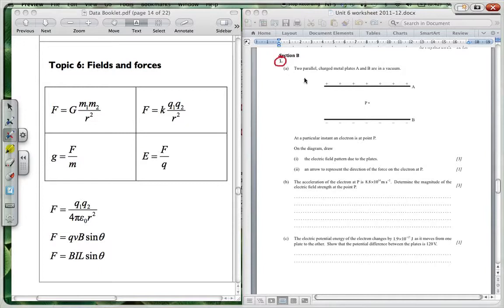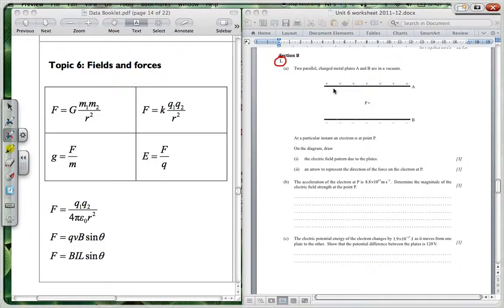In question 1 it says two parallel charged metal plates A and B are in a vacuum. At a particular instant an electron is at point P, so there's an electron there. On the diagram draw field patterns due to the plates. Now when you have parallel plates there's a uniform electric field in between those plates.